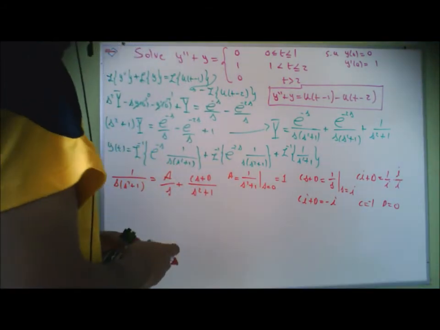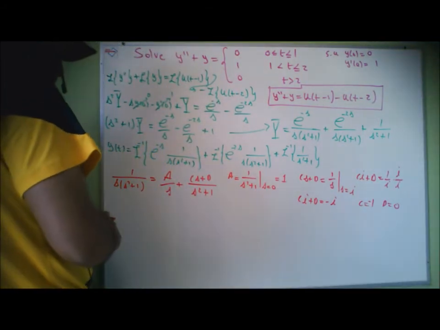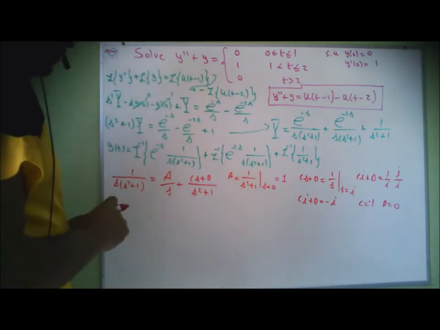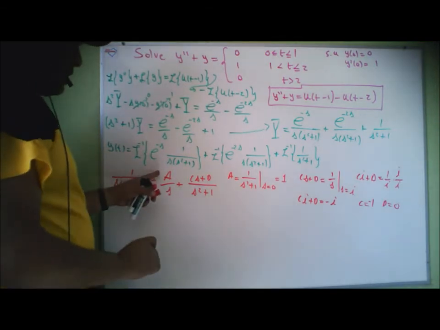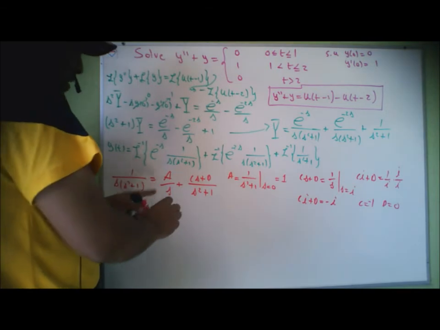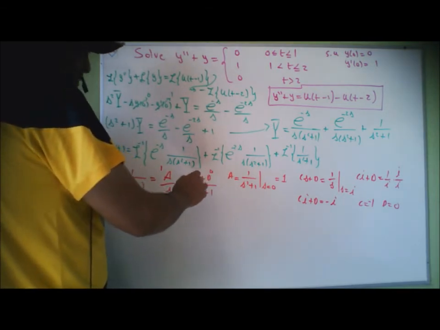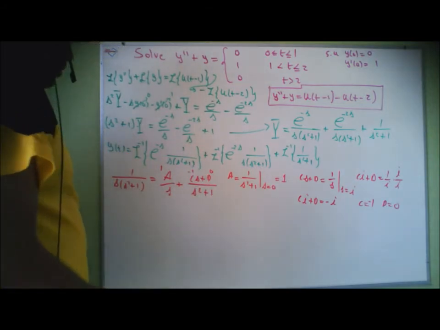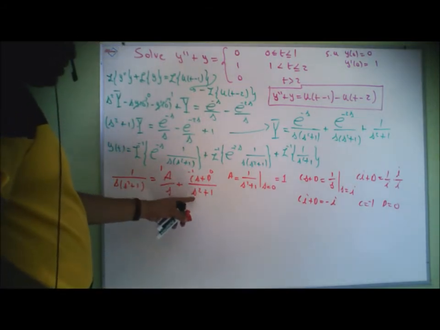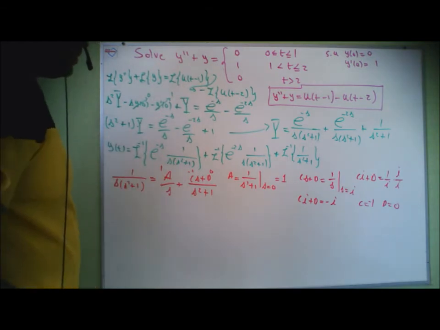Okay, so we calculated the values of a, c, and d. So a happens to be just 1, d is 0, and c is minus 1. Just making a quick check, minus s squared, okay, yes, it's good.